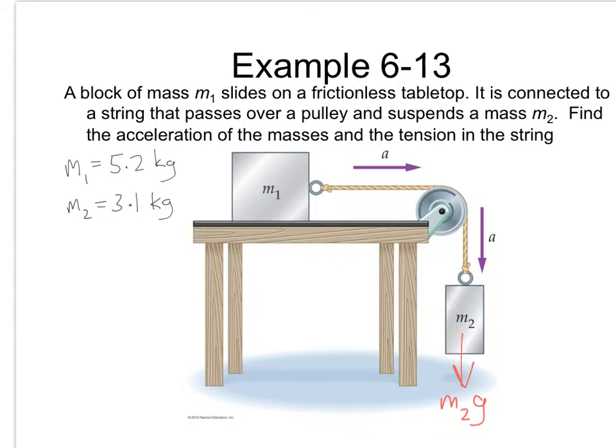Now, some good news for us, we've got a frictionless tabletop, so we don't have to worry about friction force that exists in here, at least not for this problem. I mean, it exists in real life, but we're going to assume that it's a frictionless tabletop, like an air hockey table. But we want to find two things. We want to find the acceleration of the masses and the tension in the string.